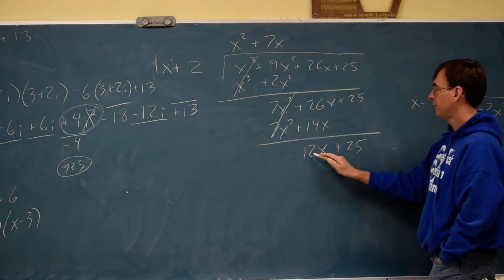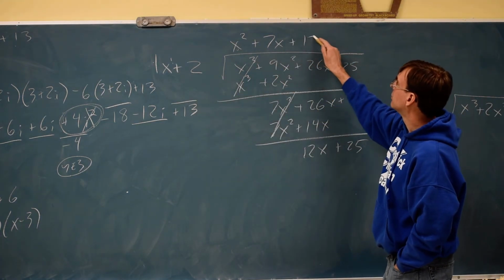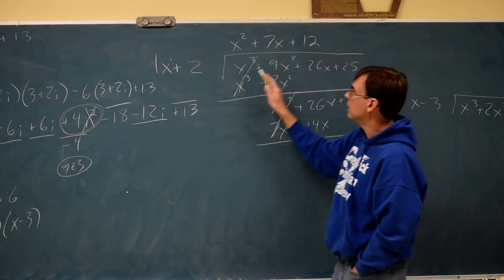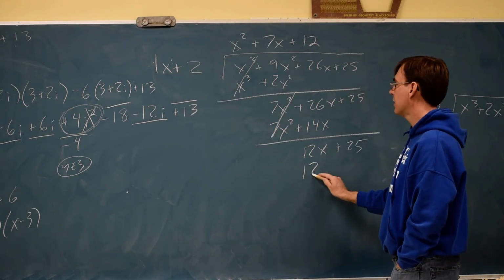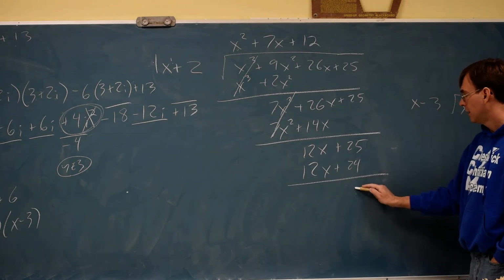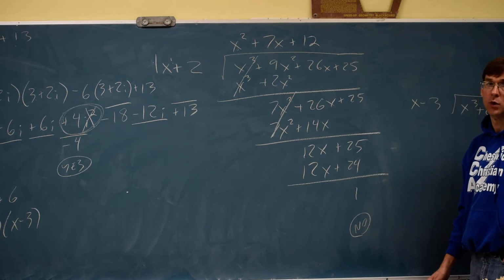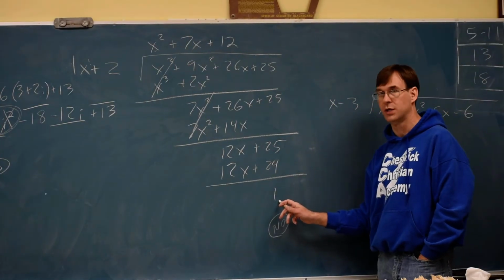Go again. 12x dividing a 1x is a positive 12. Positive 12 multiplies everything. 12x plus 24. We subtract. The remainder is 1. We did all that to say no. We would have said yes if the remainder were 0.